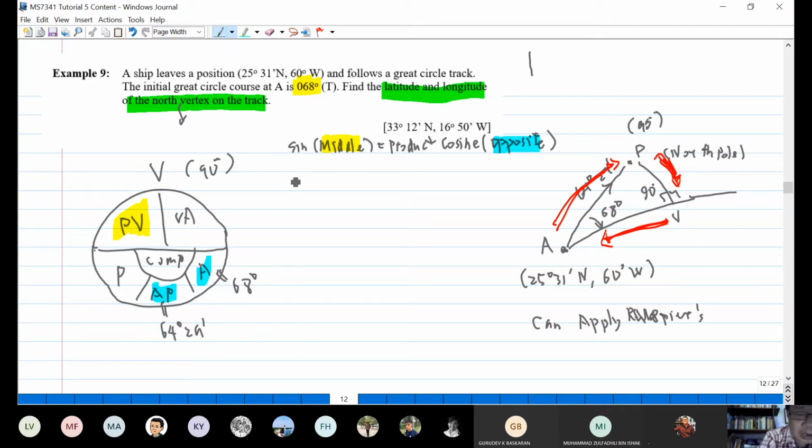So the sine of the middle part is PV. We want to find PV, right? It's the product of the cosines of the opposites, A and PA. Both are in the lower half of the view, so we take the co-function: cosine of co-A times cosine of co-AP. You need to take the co-function because both are in the lower half of the view. PV is in the upper half, so you don't need to.